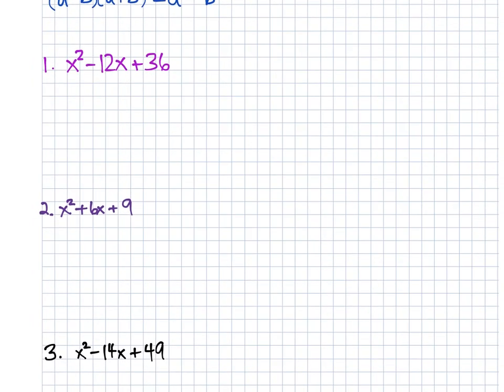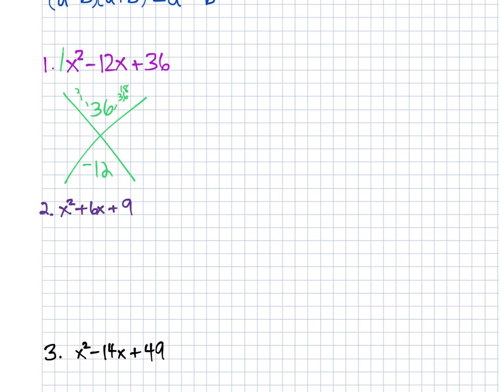So for this first example, remember we're going to have to split out this negative 12x into 2 terms. And then we're going to do our diamond. Remember, this is an invisible 1. 1 times 36 is just 36 on top. And then negative 12 is what they have to add to. So if we go through our factors of 36: 1 and 36, 2 and 18, 3 and 9. They both have to be negative to add up to a negative number and multiply to a positive number.